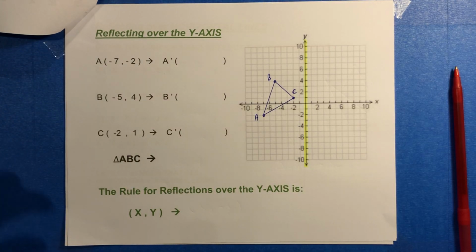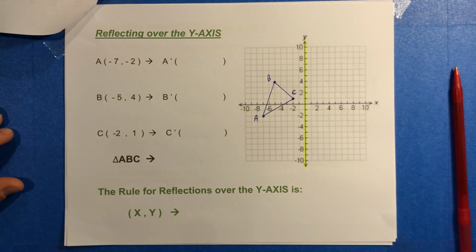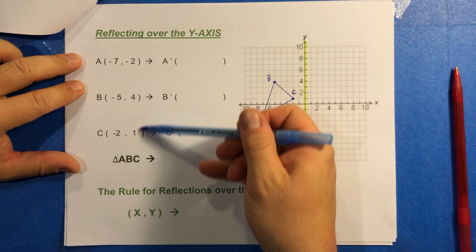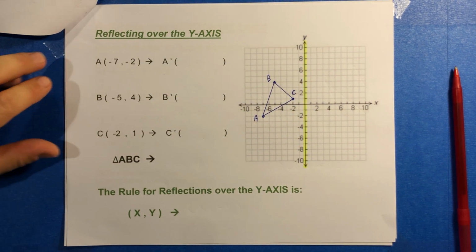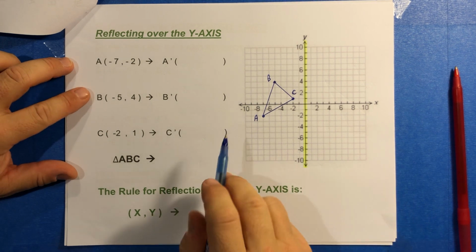Reflecting over the y-axis. Now, I have the y-axis, the vertical axis, highlighted here. So what we're going to do is take triangle ABC, which has coordinates located here. We're going to reflect this over the y-axis. So now, let's see what happens here.